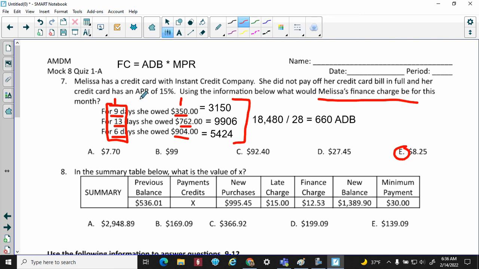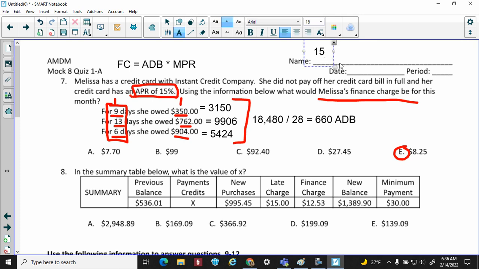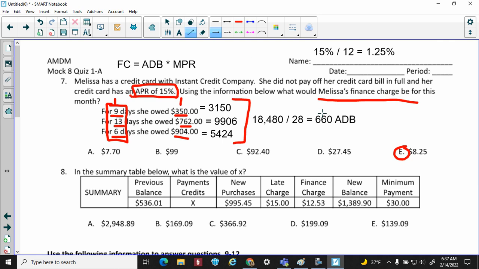In the problem, it says what the yearly percentage rate is. So off to the side, I need to take 15 and convert it to monthly. All right, so just again, off to the side, I take 15%. I'm going to divide it by 12, and I get 1.25%.